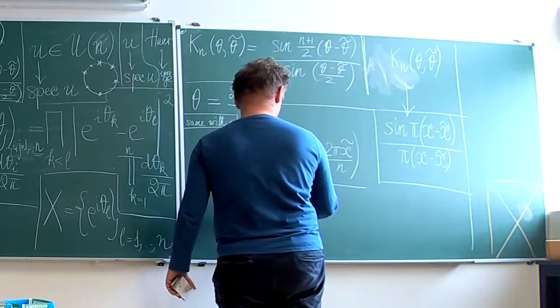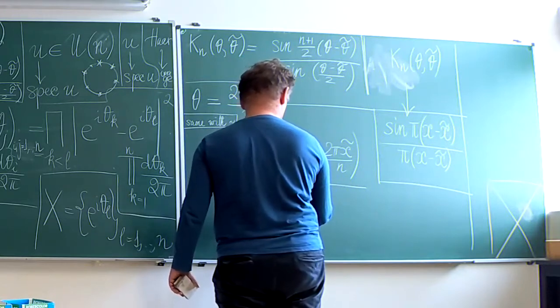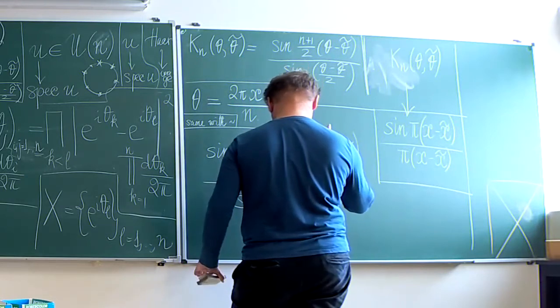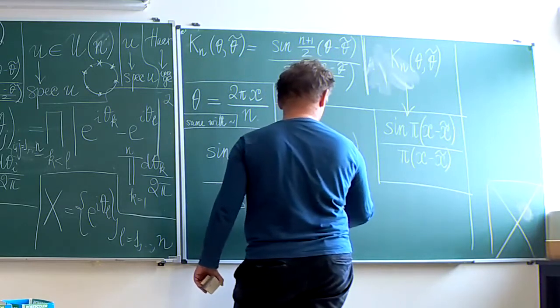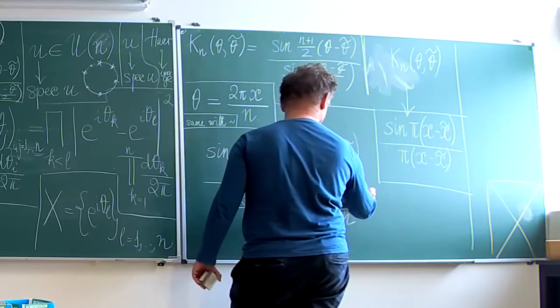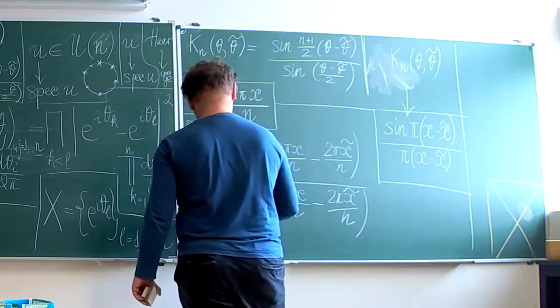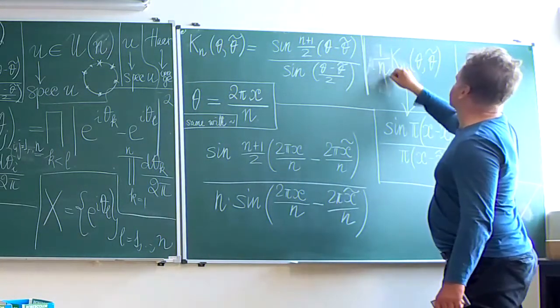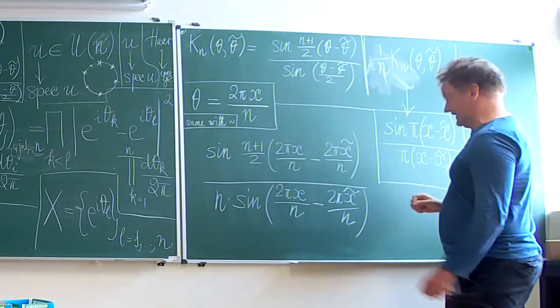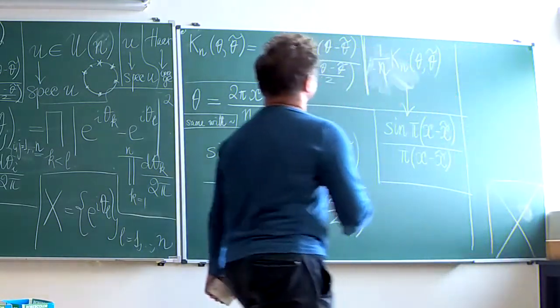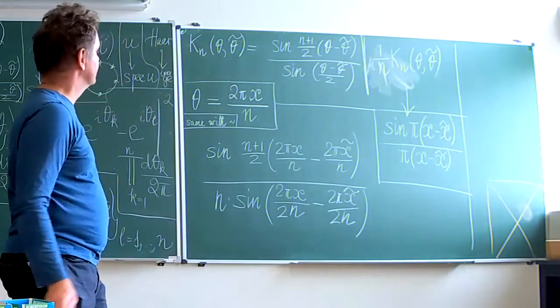2 pi x over n minus 2 pi x tilde over n, and there is an n. Yes, you need to divide by 2. Right, that's exactly right. Yeah. So and then yes, there.